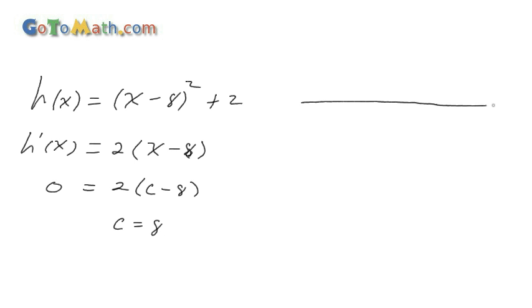Then the next procedure, we're going to draw a number line, put 8 there on the number line, and then pick a test point. We'll pick 0 and pick something to the right of 8. I guess we'll pick 9. 9's a good one. Now we will evaluate our test points and see if the slope of that tangent line is negative or positive. That's supposed to be a little prime there.